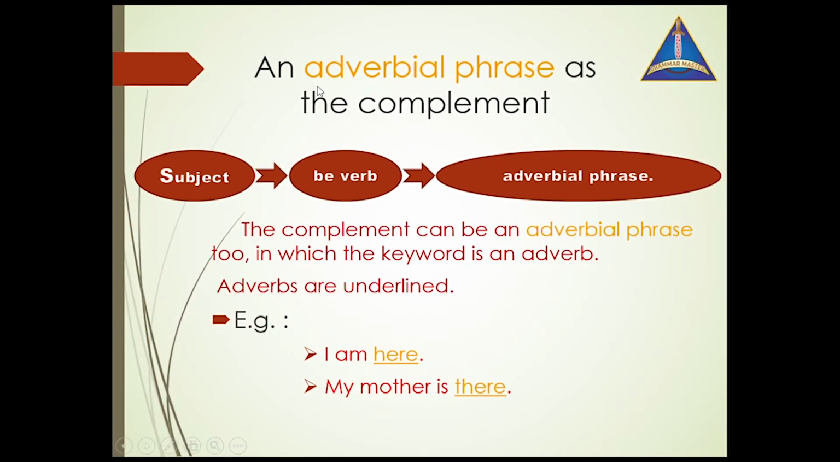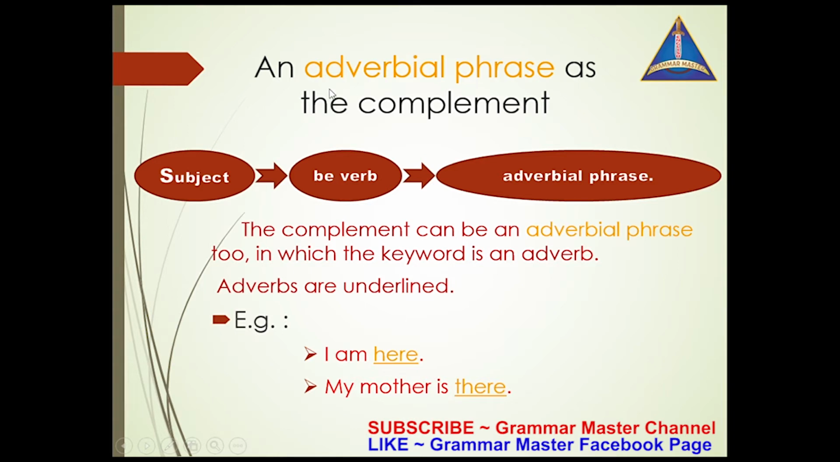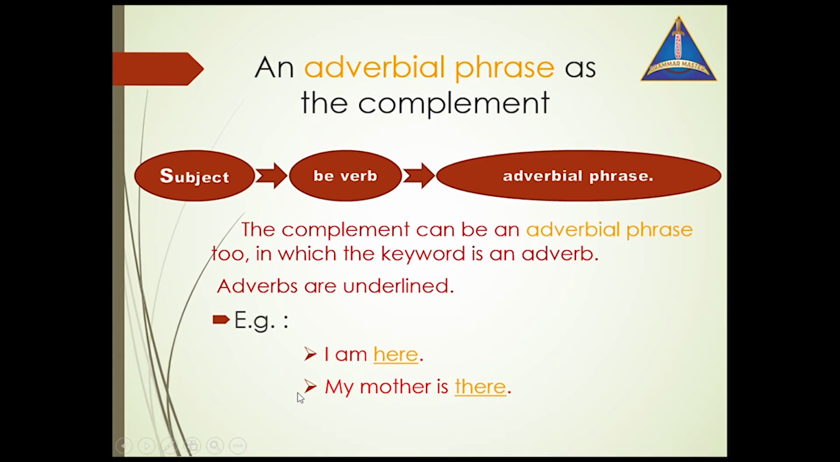If you want to use an adverbial phrase as the complement with a be verb, the structure of the sentence should be like this. First you have to place the subject, then the be verb, finally the adverbial phrase. The complement can be an adverbial phrase too, in which the keyword is an adverb. Adverbs are underlined. Examples: I am here. My mother is there.